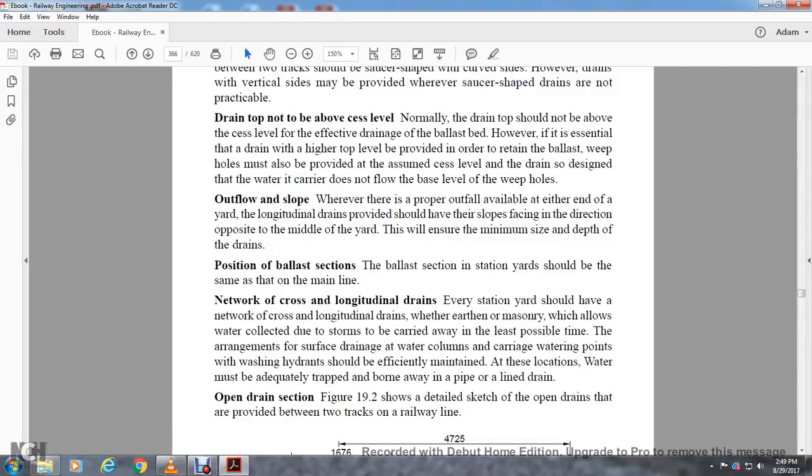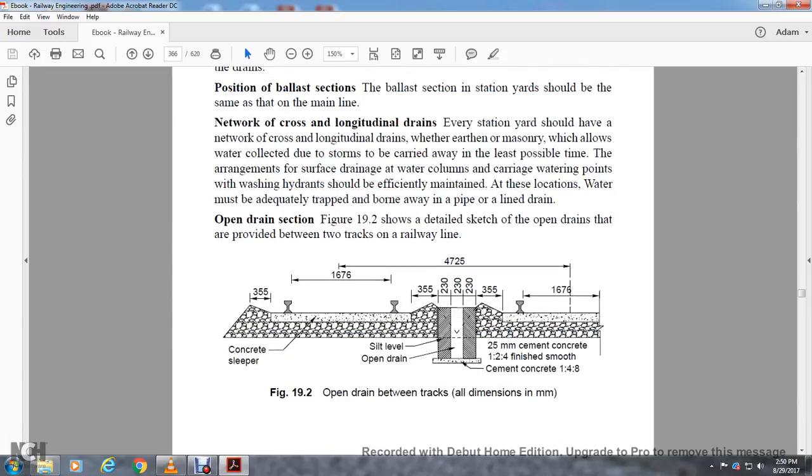Open drain section. Figure 19 shows the detailed sketch of an open drain provided between the two tracks of the railway line. Your open drain between the tracks is an open drain. You have your concrete sleeper, that's still open drain, and your cement concrete 124, smooth concrete 148.